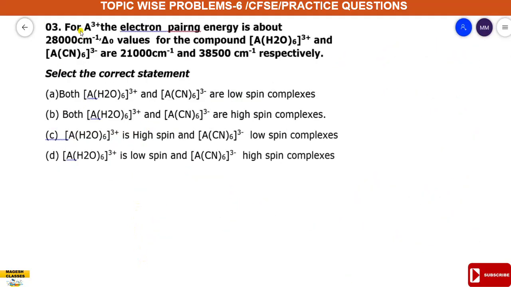Question number 3. For A3+ ion, the electron pairing energy is about 28,000 cm^-1, and the CFSE octahedral values, delta O values for the compounds [A(H2O)6]3+ and [A(CN)6]3- are 21,000 cm^-1 and 38,500 cm^-1 respectively. Select the correct statement.